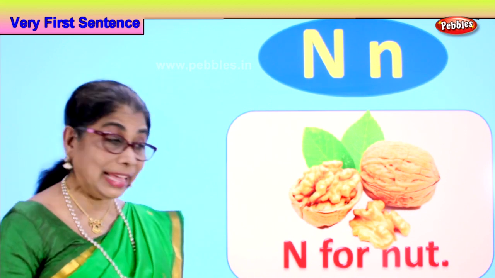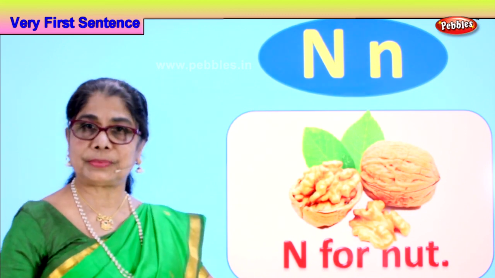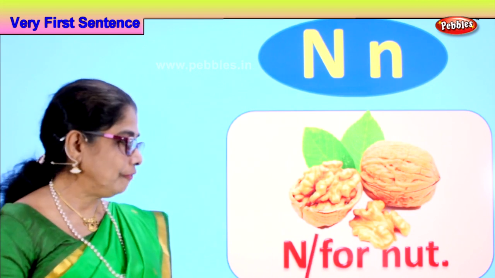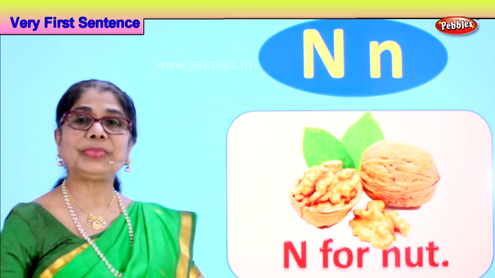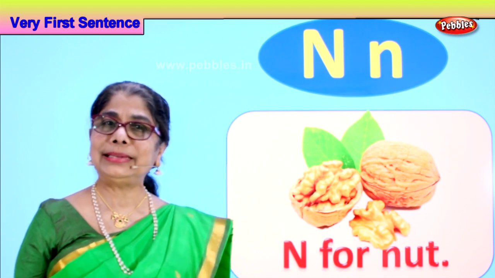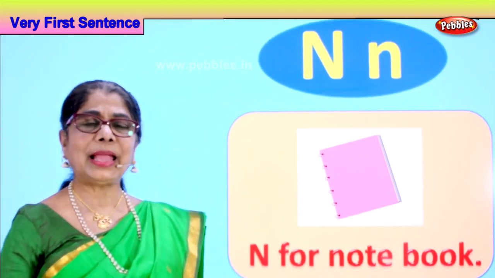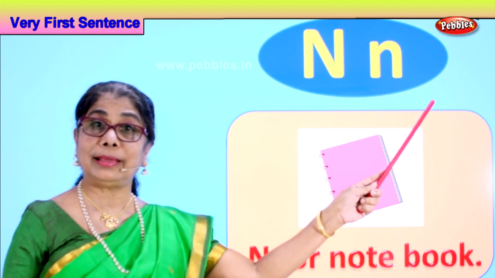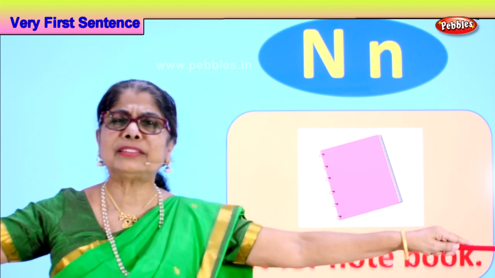Let's read. N for nut. Read it again. N for nut. Let's take another picture and see what we have. Capital letter N and small letter n. I hope you practice writing. Good. What is the sound? How do you make the sound of N?